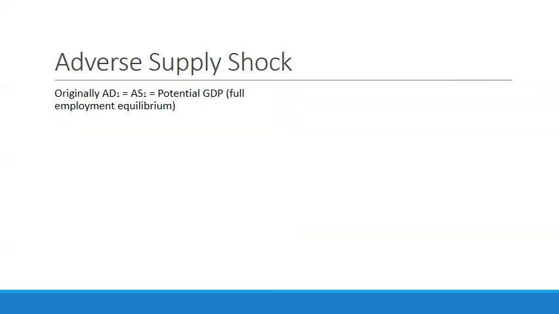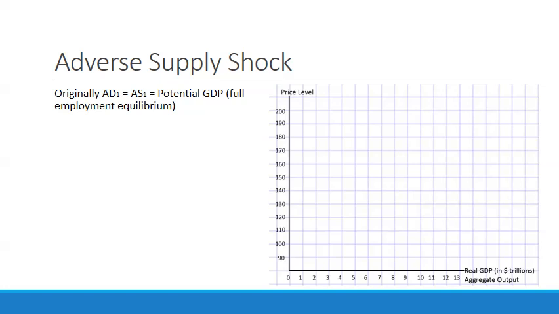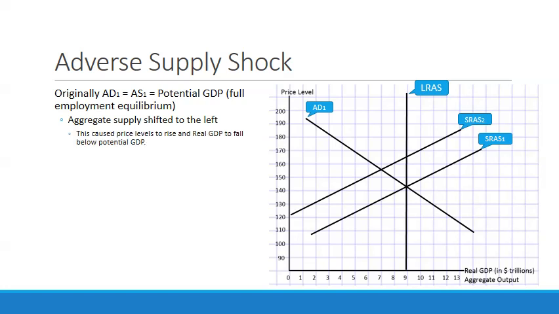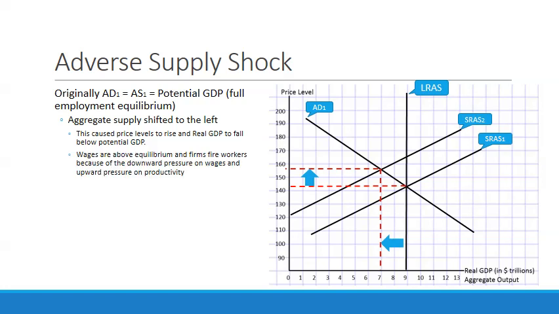Originally AD1, of course, our potential full employment, AD, AS and then the LRAS are all equal here at full employment equilibrium. So aggregate supply shifted to the left. This is an unusual situation in the economy when the aggregate supply shifts to the left, because you'll notice what happens. This caused price levels to rise and real GDP to fall below potential GDP. So look what happens. Price levels increase, so inflation occurs, and unemployment rises as well because workers are being fired. So this is an unusual situation.